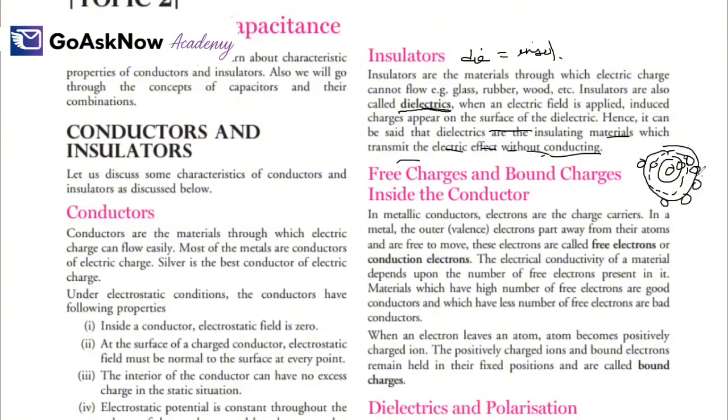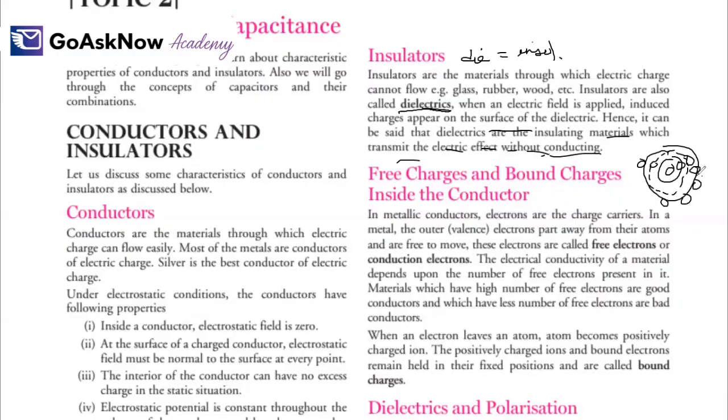The electrical conductivity of a material depends upon the number of free electrons present in it. So it is obvious that if you have more free electrons, then there will be more conduction throughout the conductor, and the electrical conductivity of the material will be higher. I assume that you got this point. Let's move forward and see the next thing.